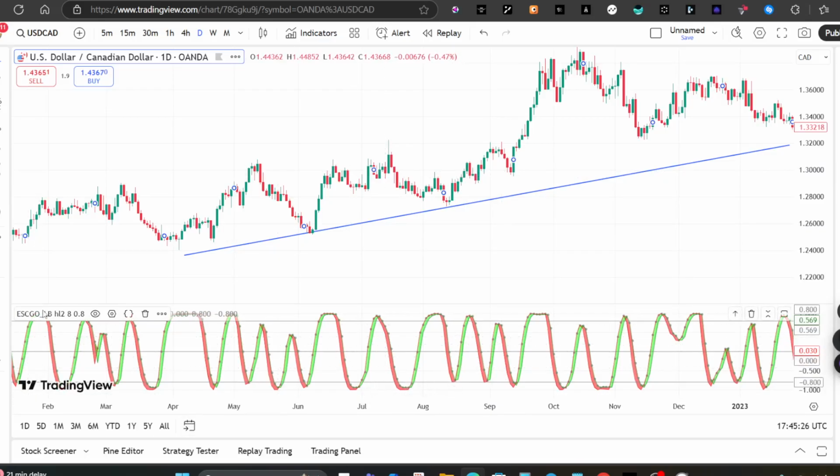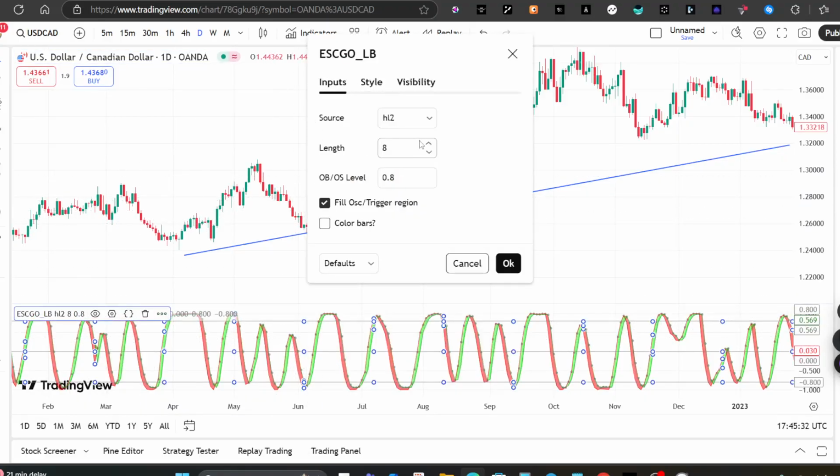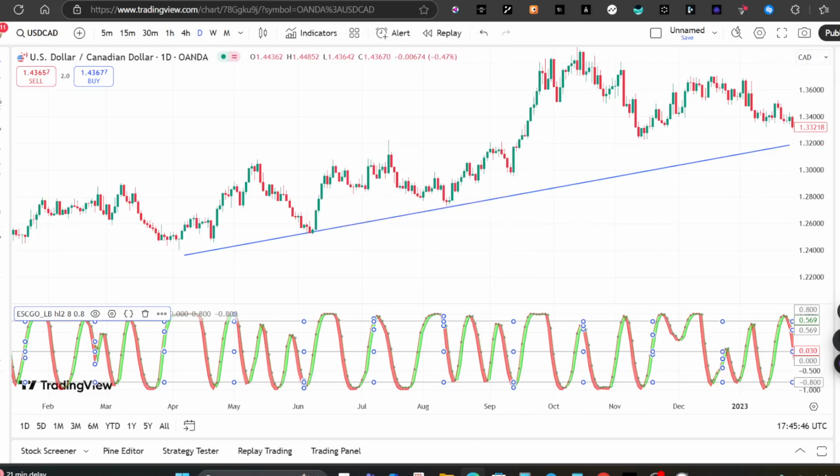Okay, meanwhile you can adjust the settings according to your preferences. If you want to change the inputs, maybe the source, whether you want to use open, high, low, close, or HL2, HLC3, or HLC4, you can, according to your trading style and preferences. Okay, if not, you can just use the default settings.